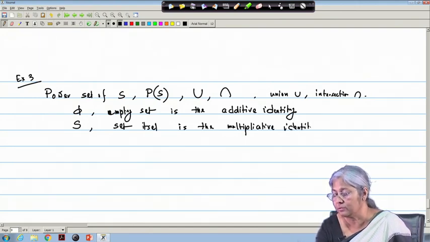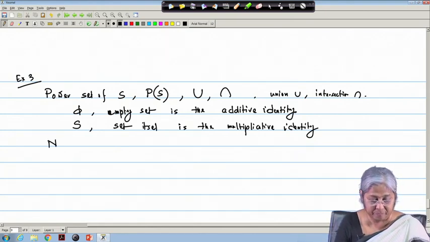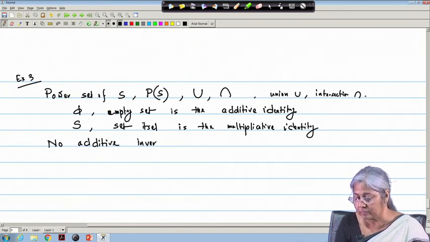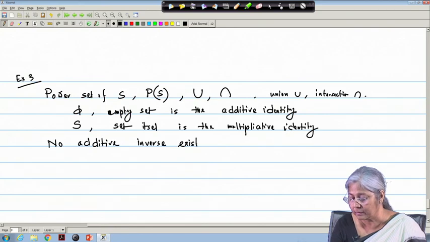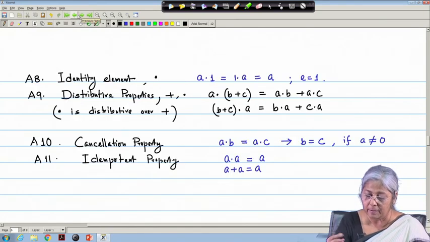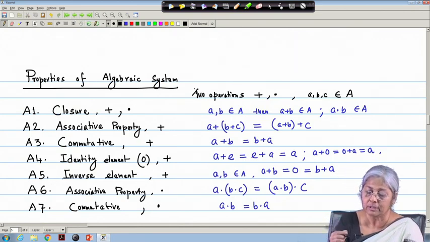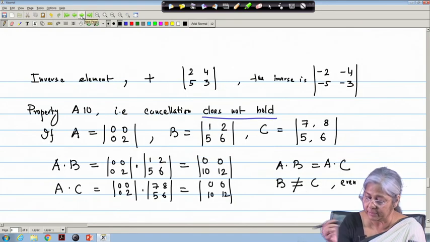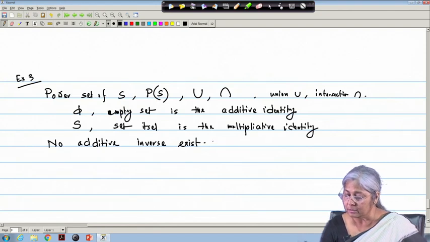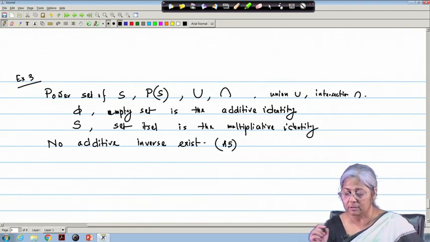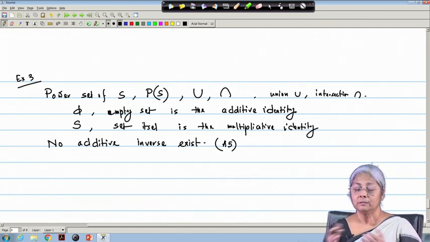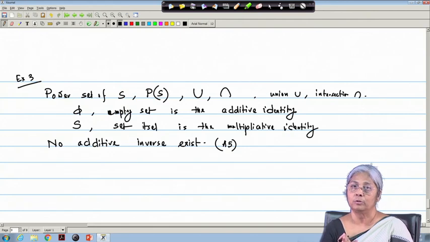However, here no additive inverse exists. That means the additive inverse is the inverse element of phi, and there is no such element. So, in this way we can identify different algebraic systems and what properties they hold.